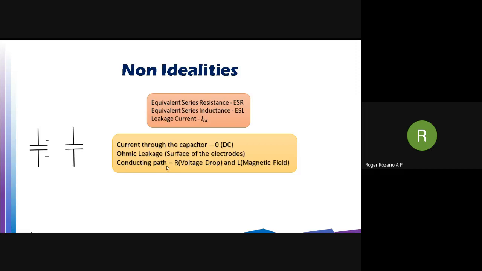So a simple definition is given here. Resistance in the conducting part results in a voltage drop, and this voltage drop is taken into account in the form of ESR. And whenever current flows through a wire, a magnetic field is set up, and the magnetic field gives rise to an inductance value L, and that is called ESL. So let us see in detail.